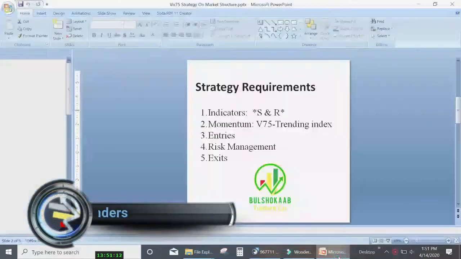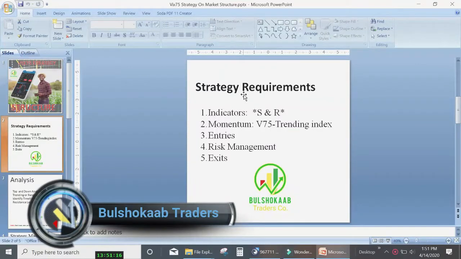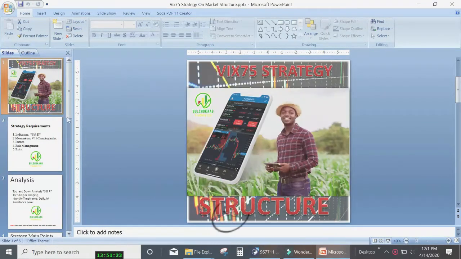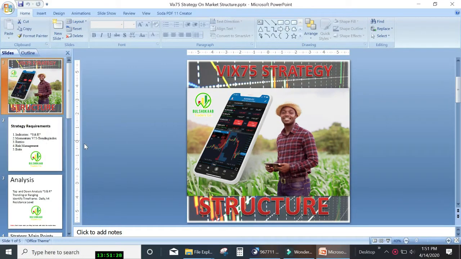I'm going to explain a VIX 75 strategy, although I think that this strategy on this level is basic. I mean, whenever you want to learn this VIX 75 or all volatilities, you will need something that will help you when you want to find the market structure, the price movement.